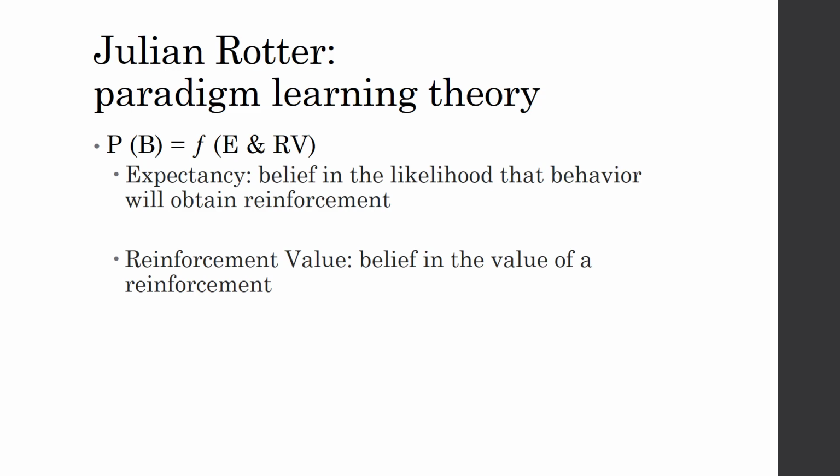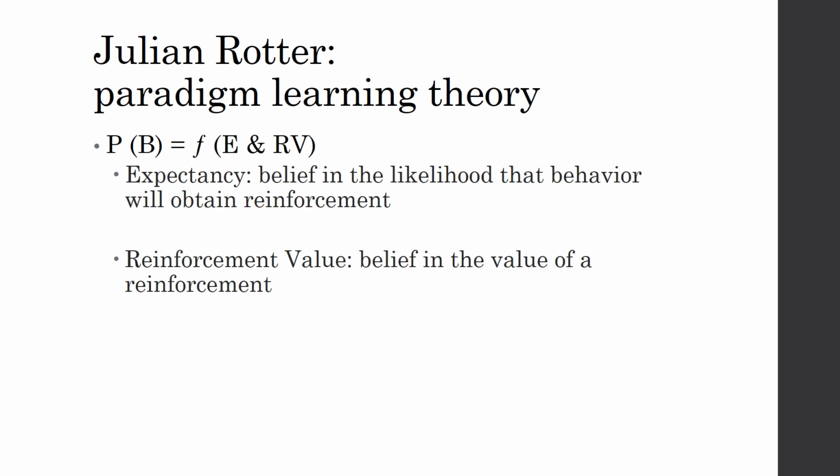If one expects a positive outcome from behavior, or thinks there's a high probability of a positive outcome, then they'll be more likely to engage in the behavior. The behavior is reinforced with positive outcomes, leading a person to repeat the behavior. So he gives us this equation that indicates that our predictions for a person's behavior is a function of the expectancy. How likely do you think you are to get a reward? And how valuable you would find that reward if you received it. And this is the framework for his paradigm learning theory.